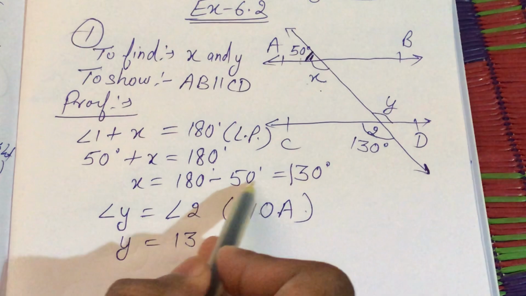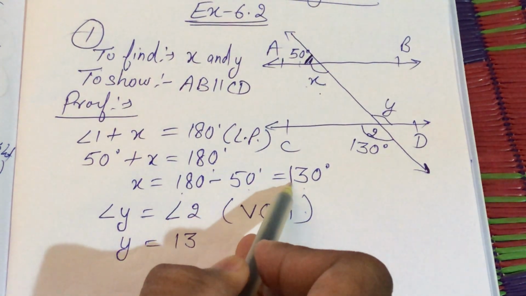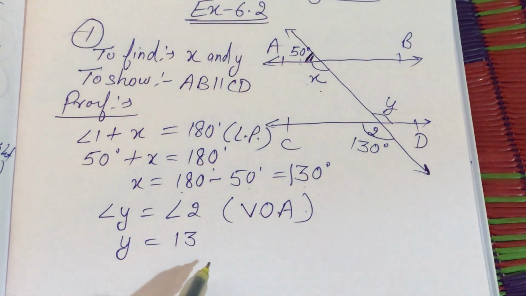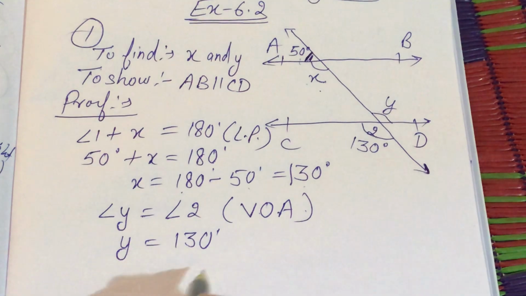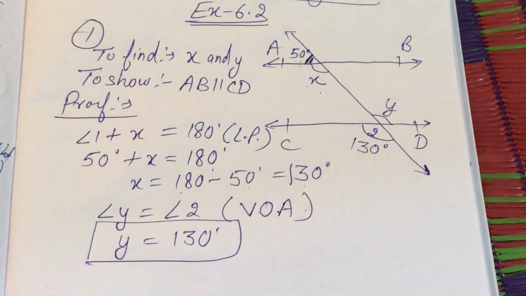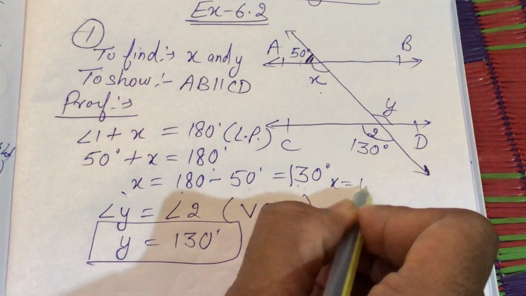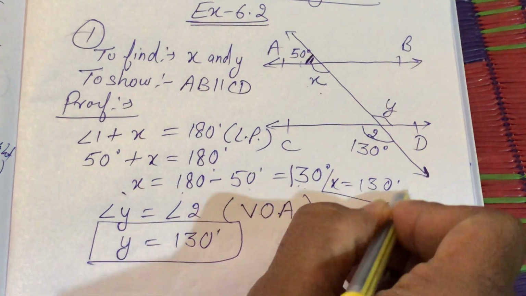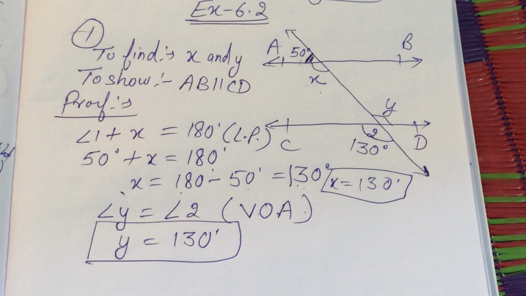Some subtraction problem I have done. 180 minus 50, 130 degree. It is 130 degree. Y is 130 degree. Is it? Y is how much? 130 degree. See, X we have found out. X is how much? 130. Y is how much? 130. Isn't it?